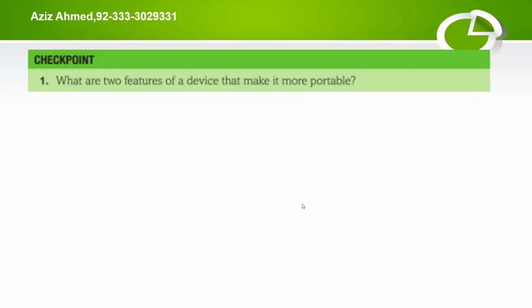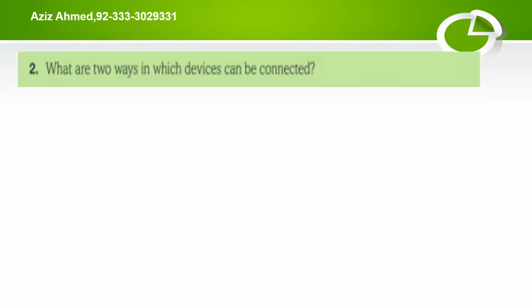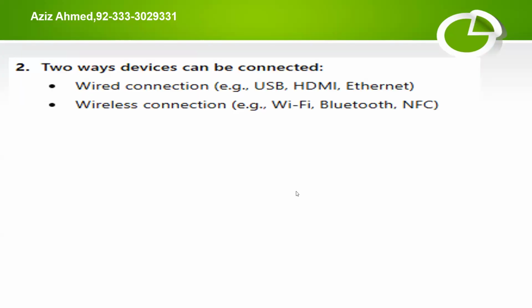The first question was, what are two features of a device that make it more portable? That is small size and lightweight. So what are two ways in which devices can be connected? You have given the right answer. Wired connection: USB, HDMI, you can give these examples. Then wireless connection: Wi-Fi, Bluetooth, NFC.